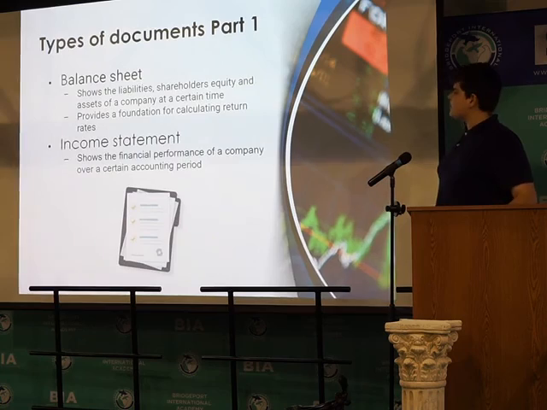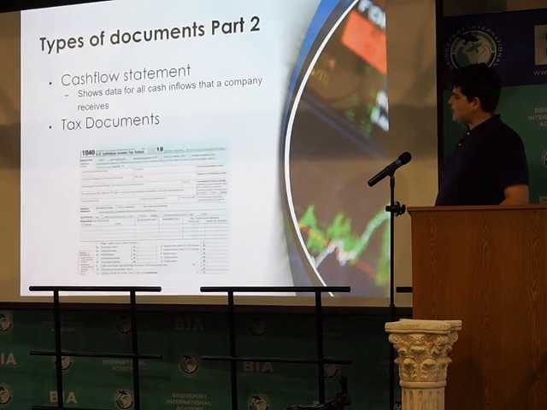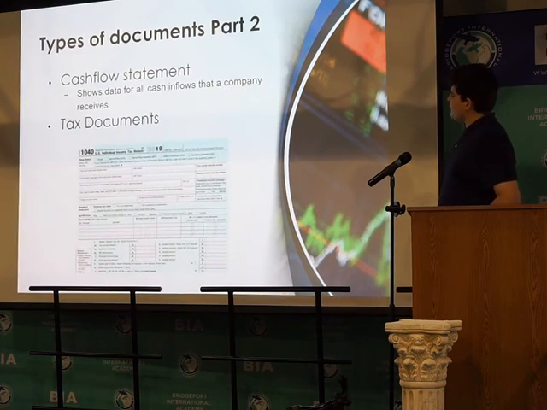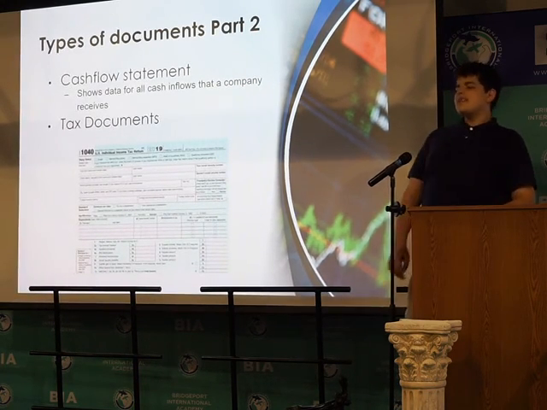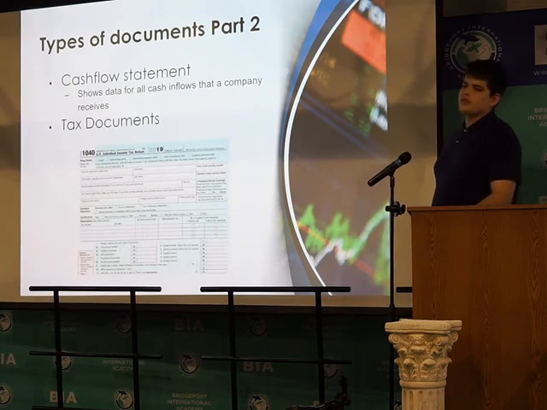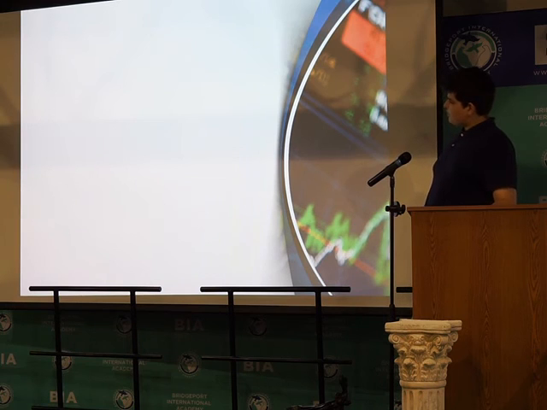I'm trying to rush through because I want to spend 10 minutes. Now there's also the cash flow statement, which shows the data for all cash inflows that the company receives, and then tax documents. I'm not going to really go through these. There are so many of them you could look at.